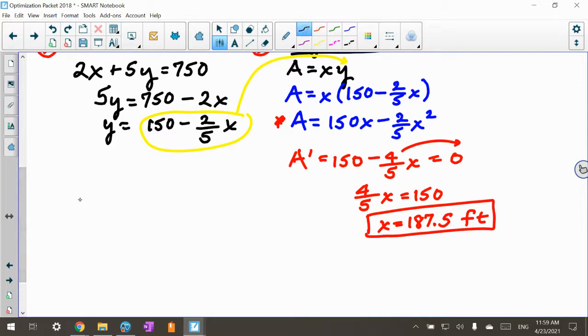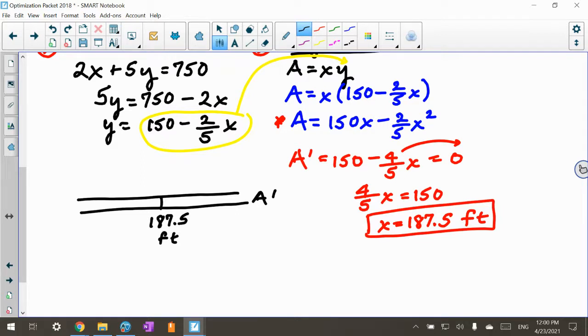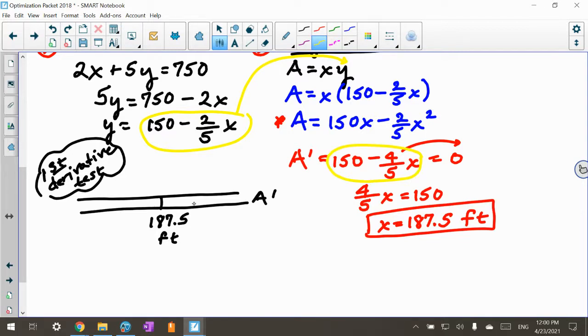you need to immediately do the first derivative test. So I'm going to set up my A prime number line. I have 187.5 feet, which is what I'm saying is a max. So this is my first derivative test. We've been doing this, but since this is for your notes and for your homework, I want to make sure you know what you're doing. You have to do this to check. There's a couple ways to do that. What I would suggest is, with your A prime right here, you check, on a number line really, to the left and to the right of this to see if this is truly a max.